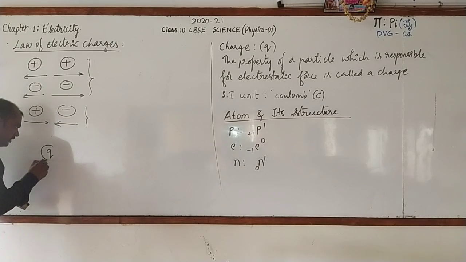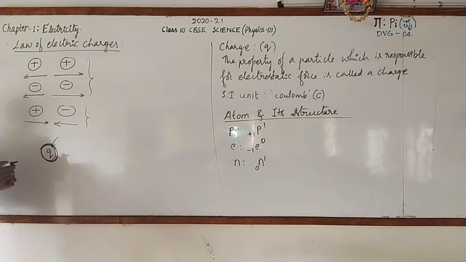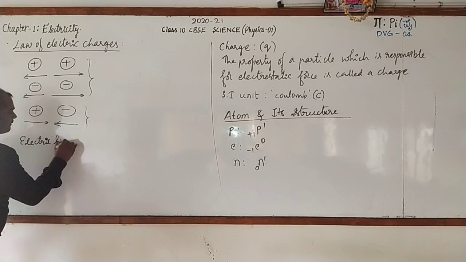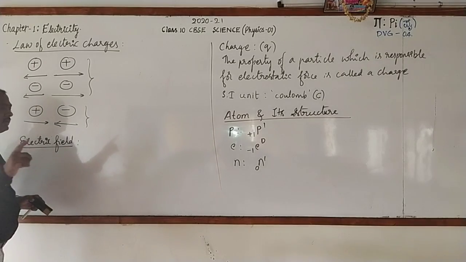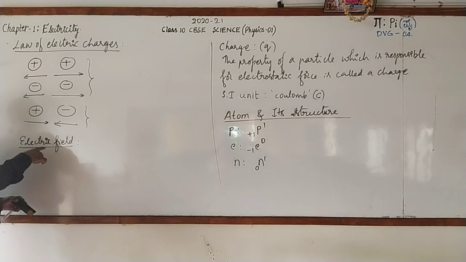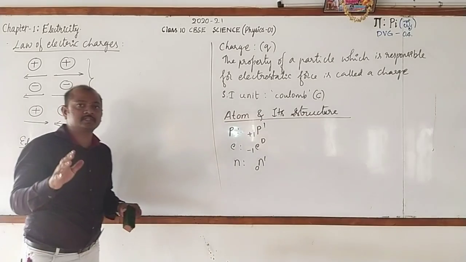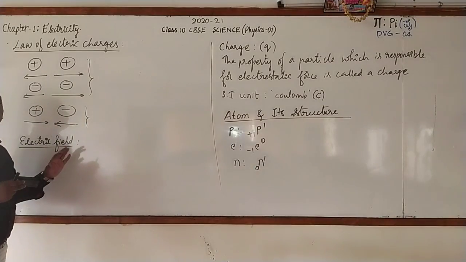So there is a region around this charged particle where electrostatic force is present, and we call this region the electric field. Important one, please do remember, electric field. We know about magnetic field, like that it is electric field. The region around a charge where the electrostatic force is present is called electric field.